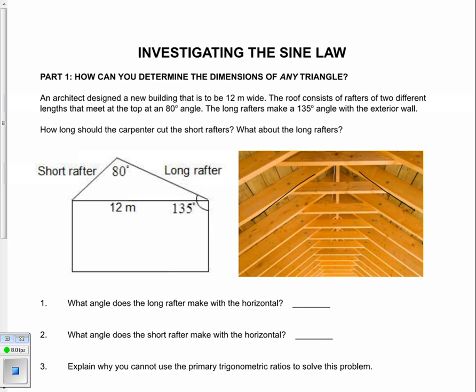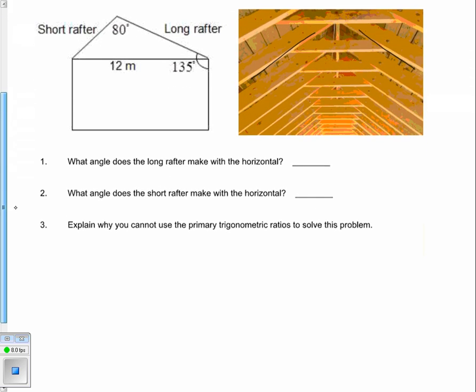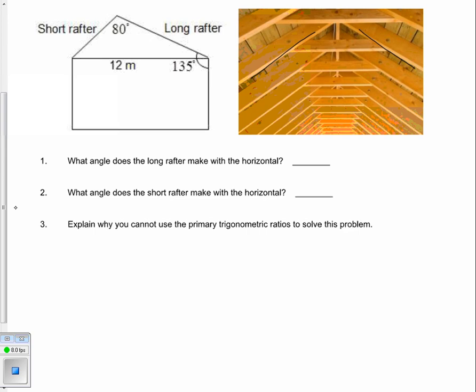In this instance, we've got a couple of things that we need to investigate. We know we have this particular diagram. Question number one says, at what angle does the long rafter make with the horizontal? We know what this entire angle is from the vertical to the top, and this entire angle is 135 degrees. I want to know what is the angle from the roof to that horizontal piece. So that's what we've got to figure out.